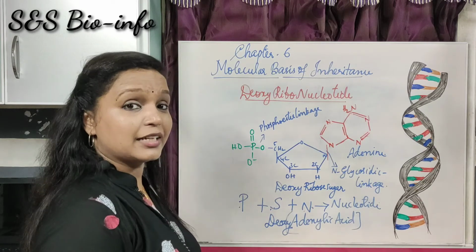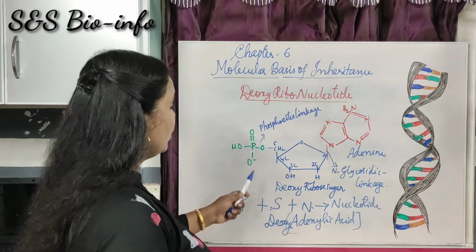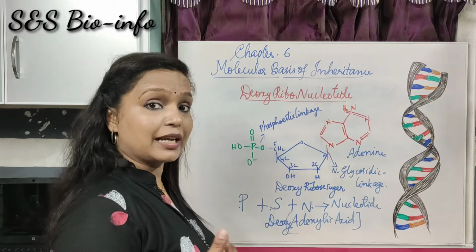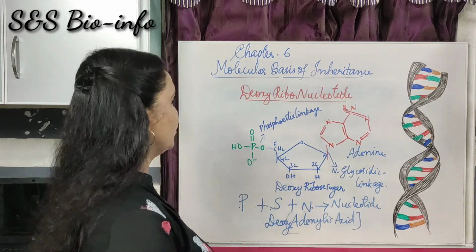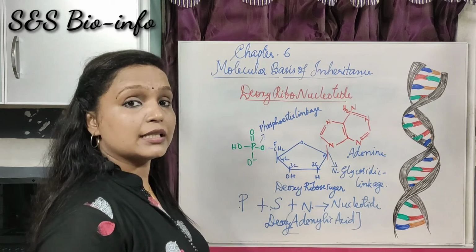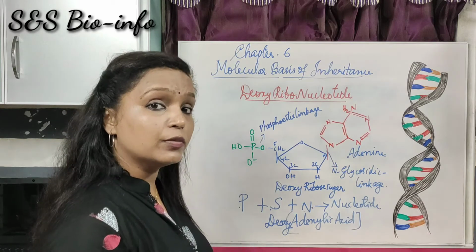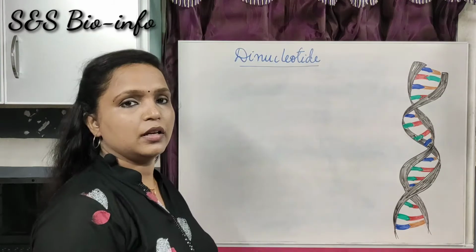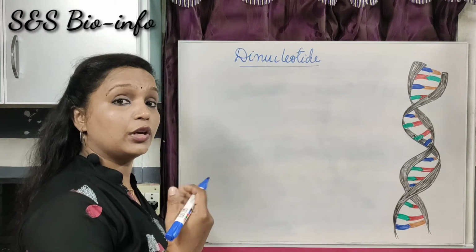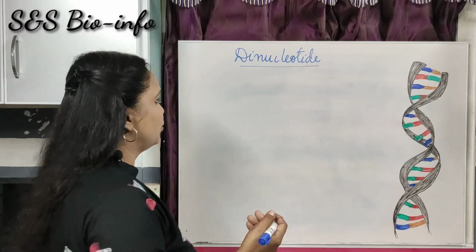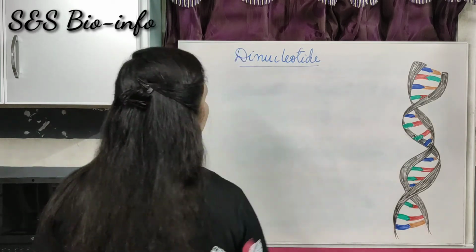Got it? Then next let's study how one nucleotide is connected to the next nucleotide, how it forms as a dinucleotide and finally forms as a polynucleotide. Now let's understand how one nucleotide is connected to the next nucleotide and form as a dinucleotide.